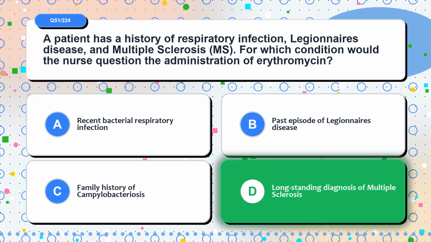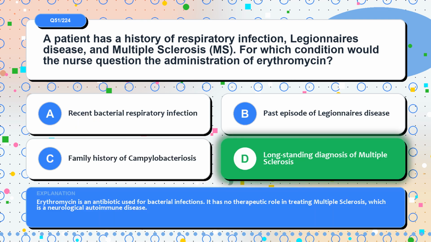The correct answer is option D, long-standing diagnosis of multiple sclerosis. Erythromycin is an antibiotic used for bacterial infections. It has no therapeutic role in treating multiple sclerosis, which is a neurological autoimmune disease.